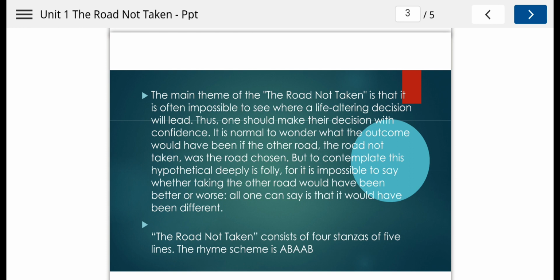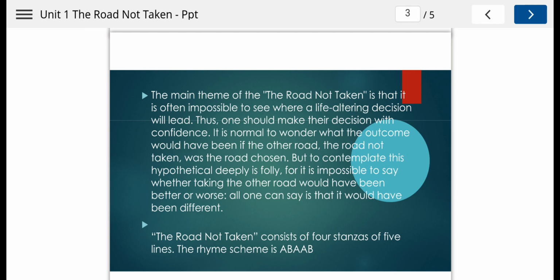So, we can't be sure which decision is the correct decision, but both the decisions are different from one another, which the poet is going to make. The Road Not Taken consists of four stanzas of 5 lines each, so a total of about 20 lines.